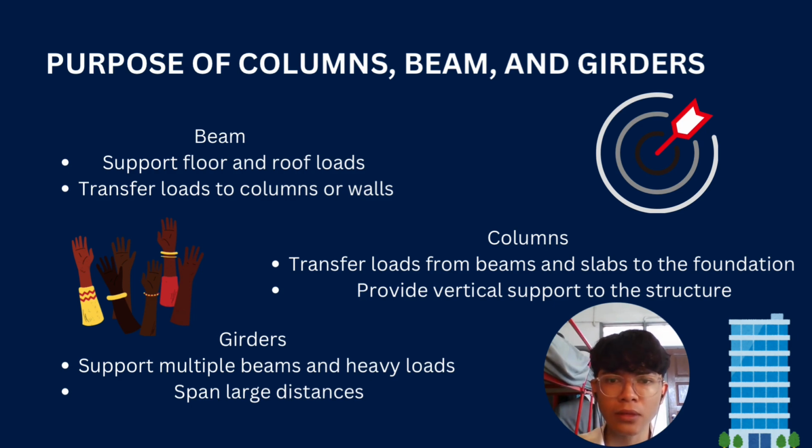So we can see that beams, columns, and girders are connected together. From the beam, it will go to the columns, and the beam also goes to the girders. So they need to be together to build a strong structure.